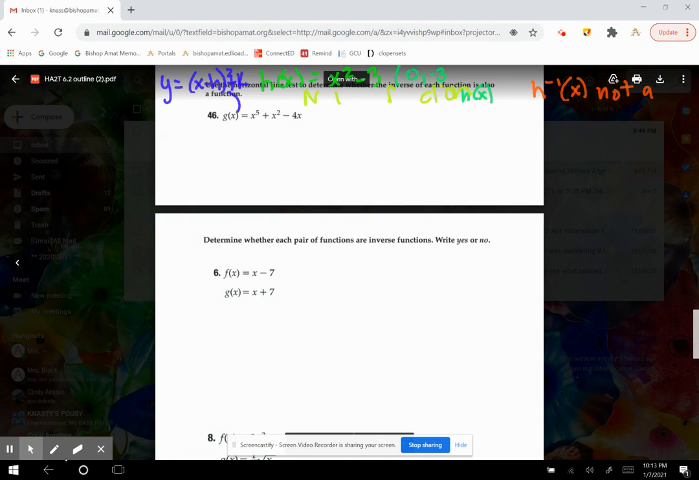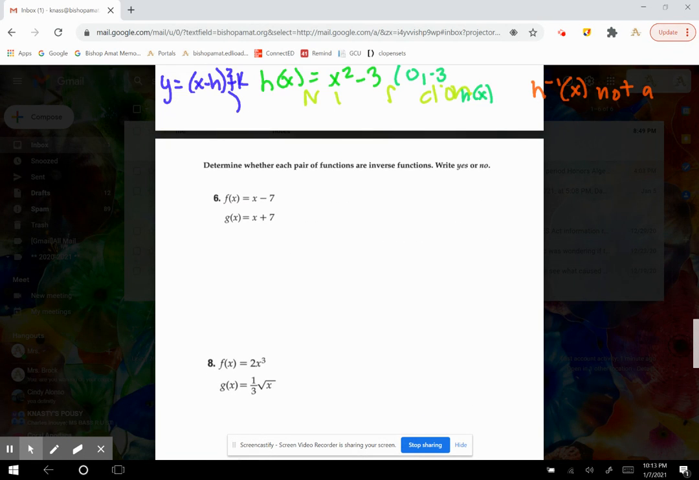So last but not least, let's look at this one. Determine whether each pair of the functions are inverses. Right, yes or no. Okay, there's a number of different ways to do this. I think the best way to do it is you want to find the inverse of each of them and make sure they match the other one. So again, first I'm going to take f of x. I'm going to find the inverse of f of x and see if it matches g of x. And then I'm going to take the inverse of g of x and see if it matches f of x. Okay? So let's take the inverse.